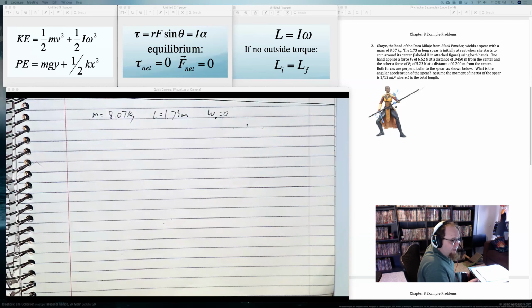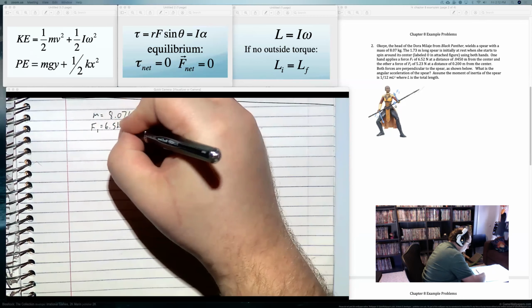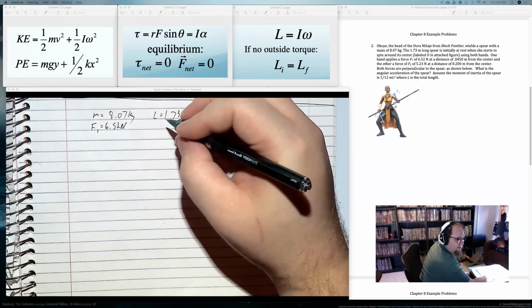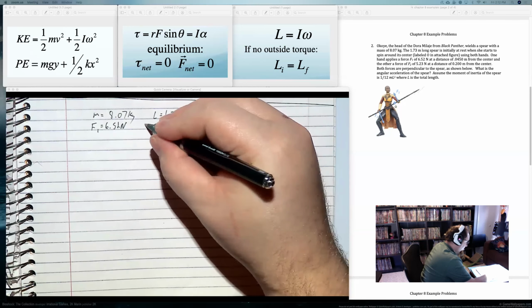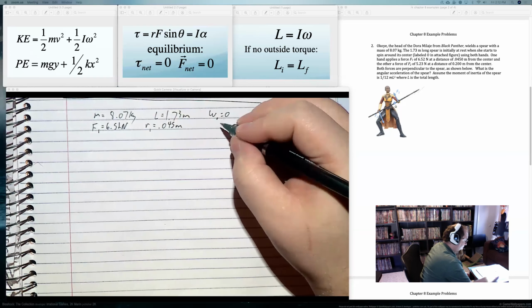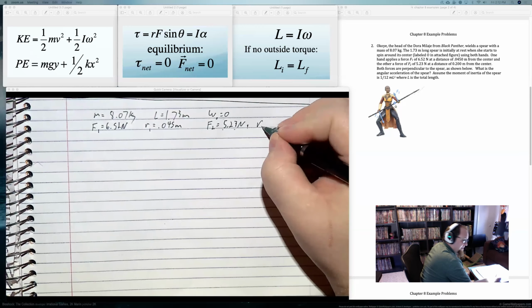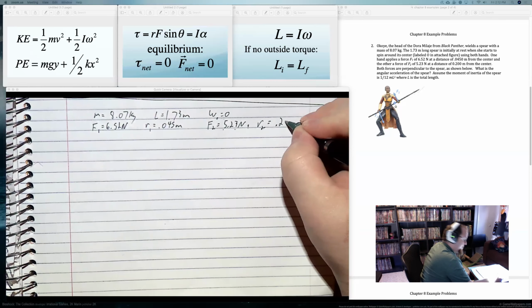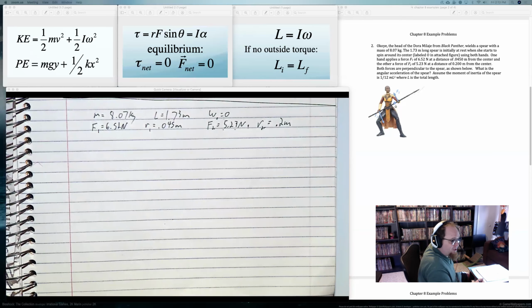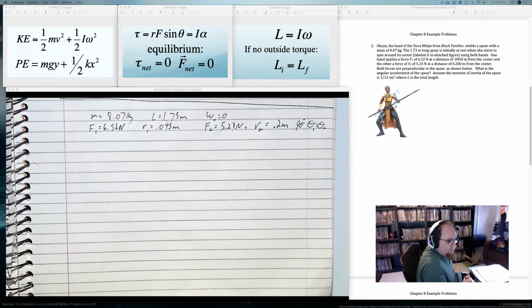hands. One hand applies a force F1 of 6.52 newtons at a distance of 0.045 meters from the center. The other hand applies a force F2 of 5.23 newtons, a distance of 0.2 meters from the center. Both forces are perpendicular to the spear as shown below. That means theta 1 equals theta 2 equals 90. What is the angular acceleration of the spear?